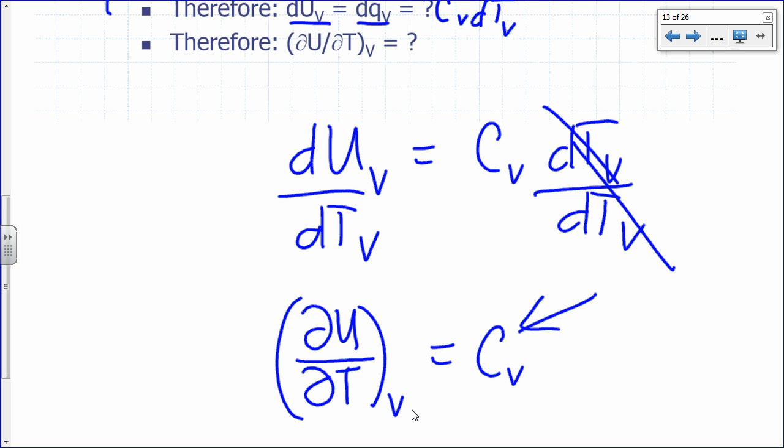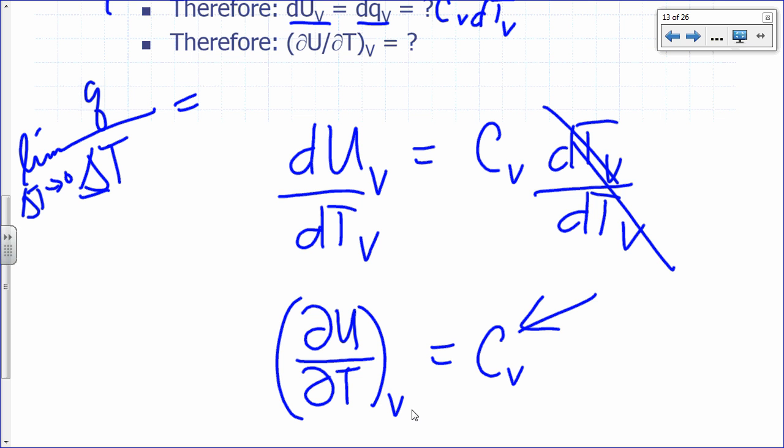Measure the amount of heat, divide by the temperature change, right? And then you just take the limit of that as delta T approaches 0. Remember, delta T is in your denominator. As delta T approaches 0, that's going to be your dq/dt, right? And your dq/dt at constant volume is the partial of u with respect to T at constant volume.